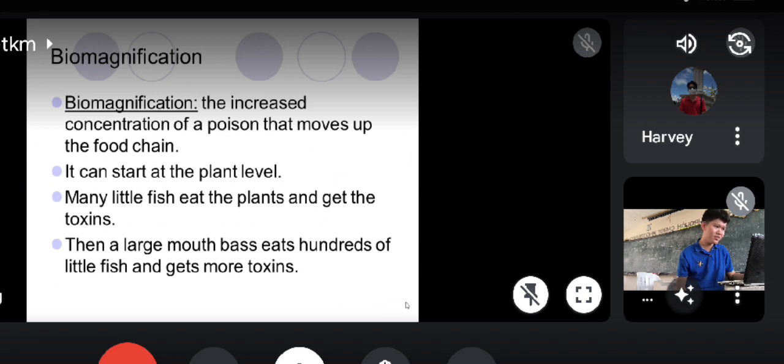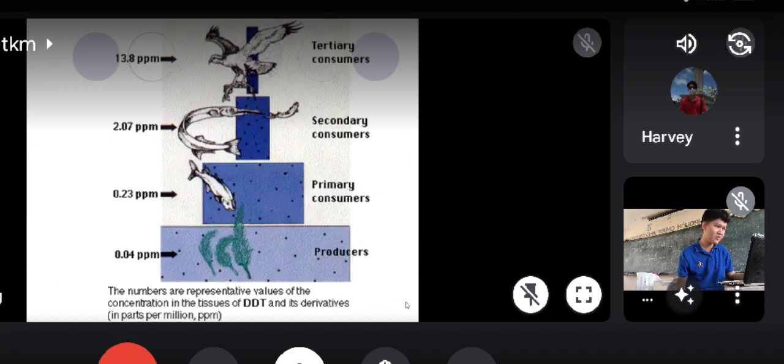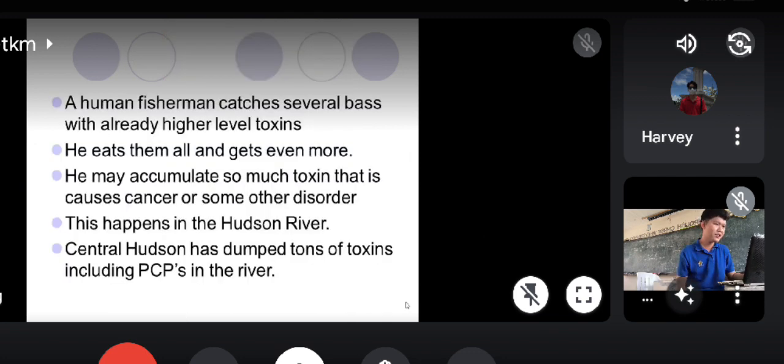It can start at the plant level. Many little fish eat the plants and get the toxins. Then a largemouth bass eats hundreds of little fish and gets more toxins. So this is the illustration. A human fisherman catches several bass with already higher levels of toxins. He eats them all and gets even more. He may accumulate so much toxin that it causes cancer or some other disorder.